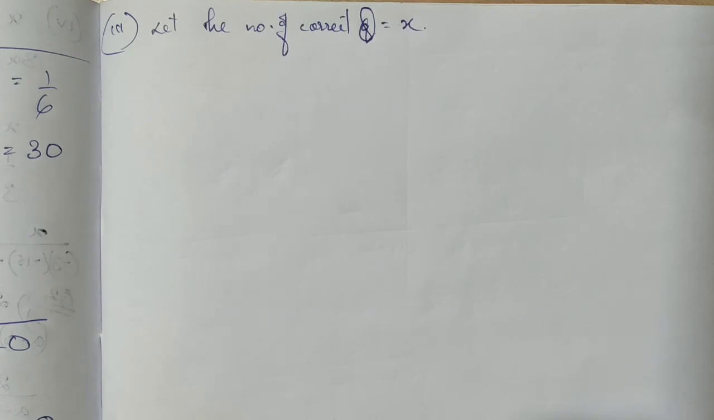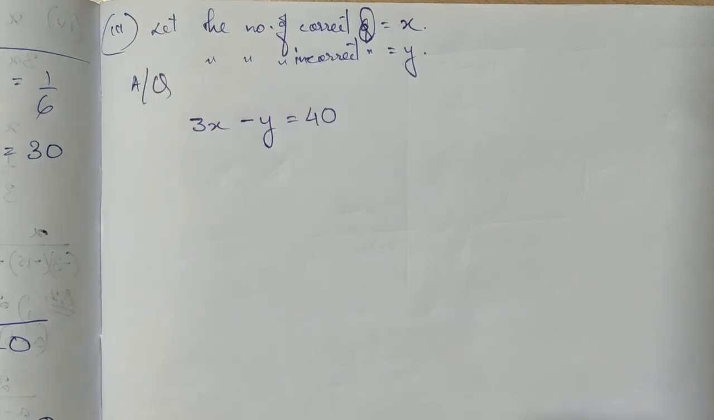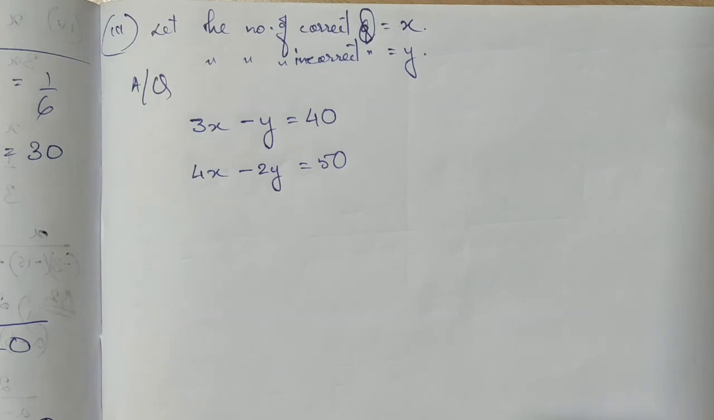so there is a test with correct and incorrect answers. We need to find the number of questions here. Okay, and for each correct question, Yasha is getting 3 marks, and for incorrect questions she is getting -1 marks. Okay, so that's how she got 40 marks in total. Okay, and if she gets 4 marks for correct and -2 for incorrect, then she would have got 50 marks.